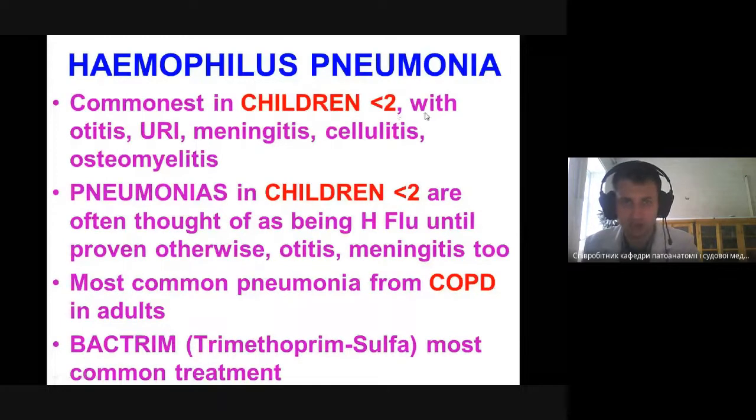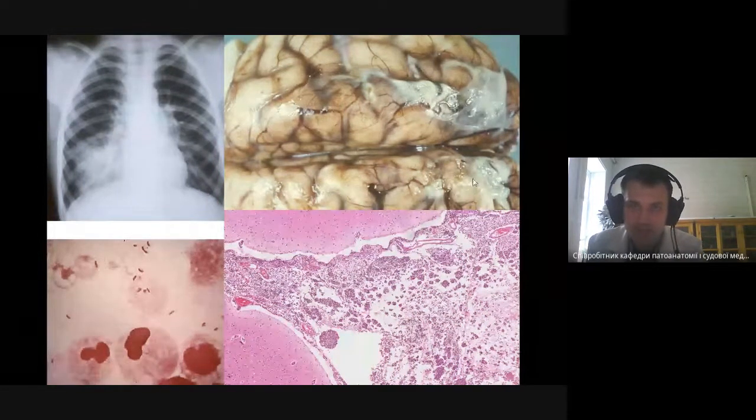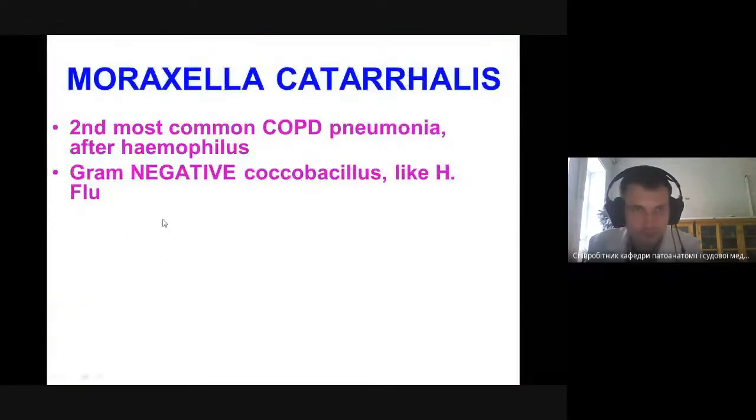Pneumococcus is the common cause of pneumonia in children. They also have the vaccine against it. So that's meningitis caused by this microorganism. So meningitis, purulent meningitis, and bronchopneumonia in lungs. Bronchopneumonia, microbiology.